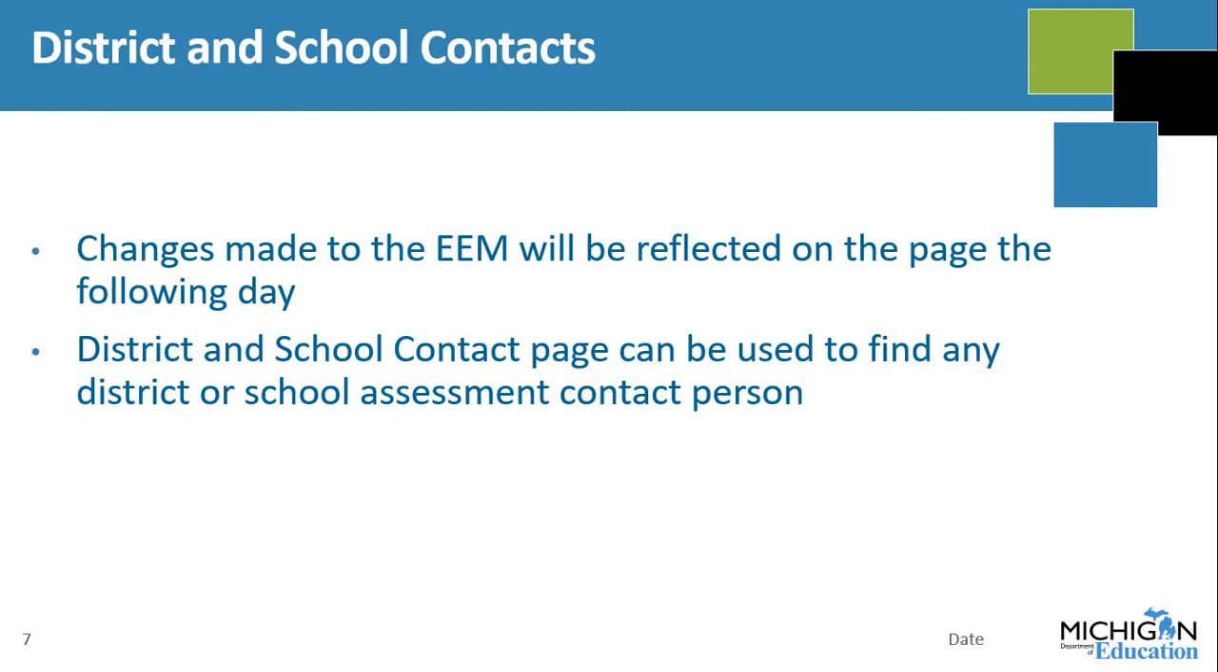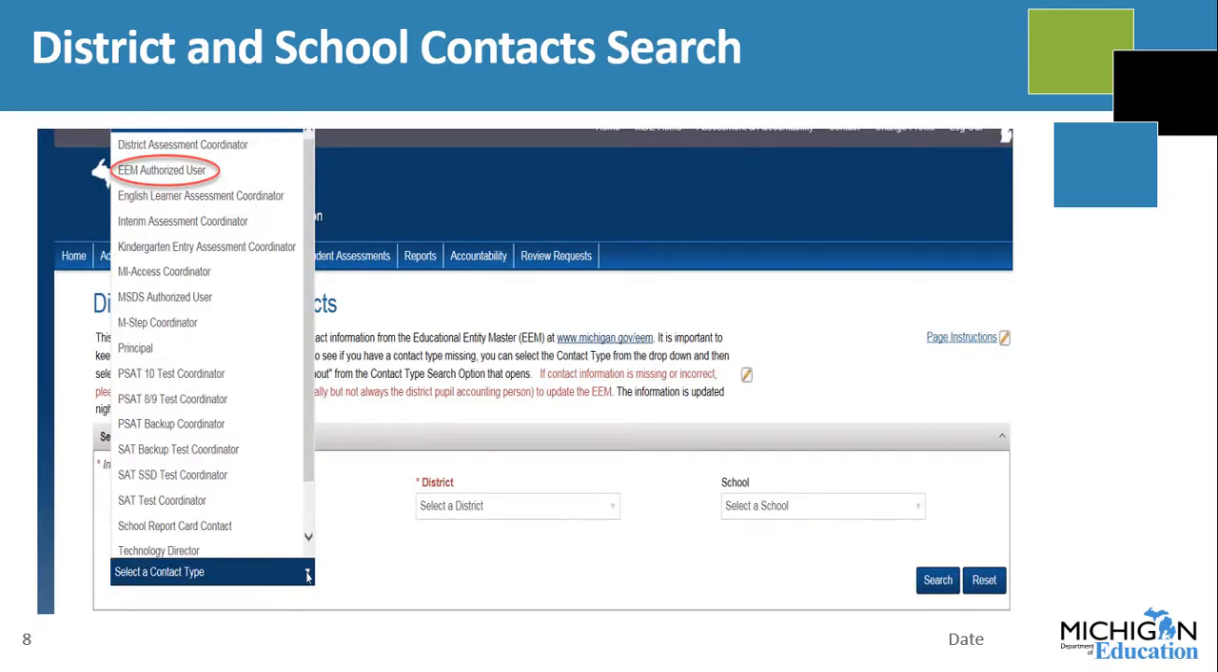Users can also look up assessment contacts for any other district and school in Michigan on the District and School Contact page. This can be helpful if you have a student that transfers in during the assessment. You can find the assessment coordinator for the previous school on the District and School Contact page, along with their email and phone number, and contact them directly to find out which state assessments the student has already taken.